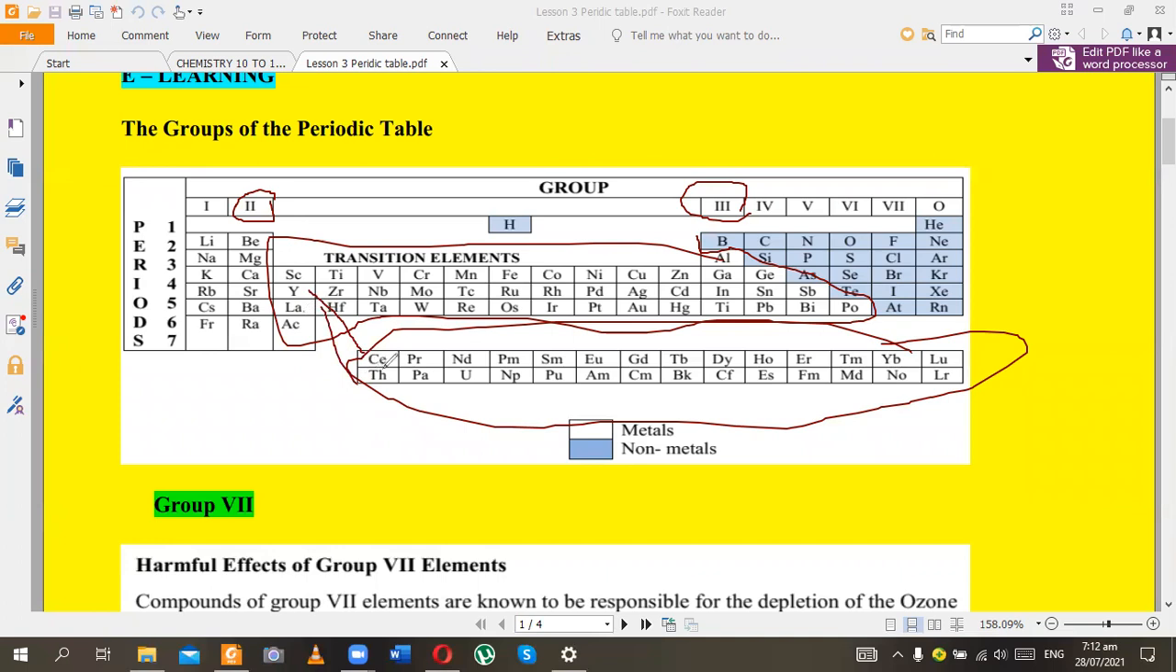From the lanthanides you follow on, and then after the actinides, you go to that, and then this one is the last one. Now, we're talking about these elements here.